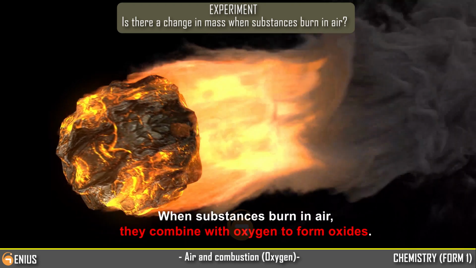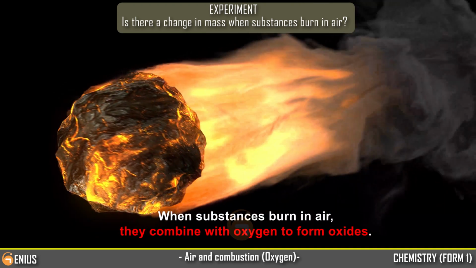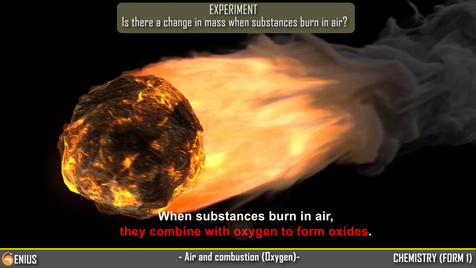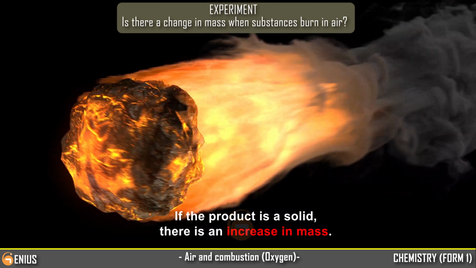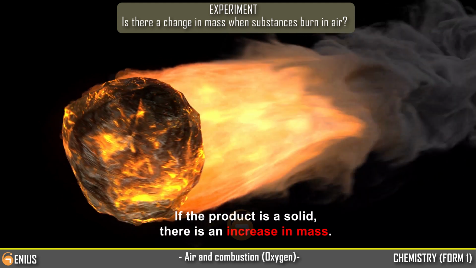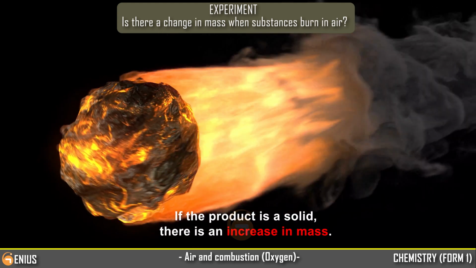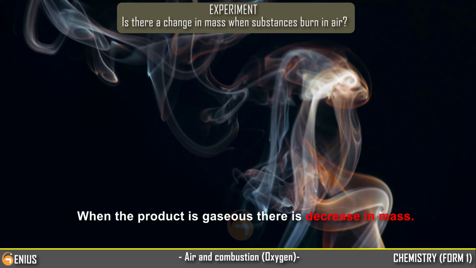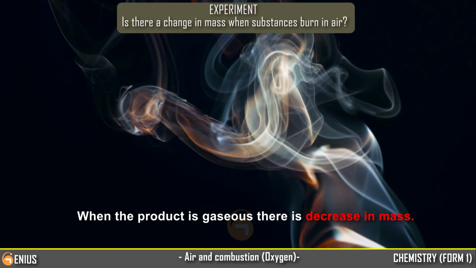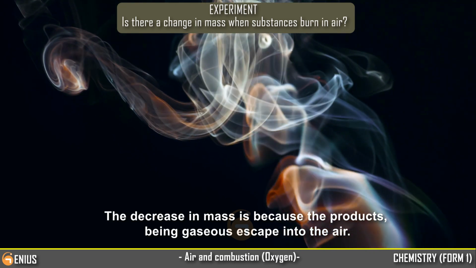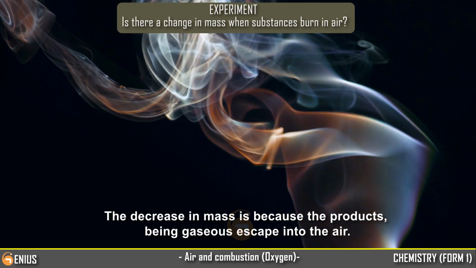When substances burn in air, they combine with oxygen to form oxides. If the product is a solid, there is an increase in mass. When the product is gaseous, there is decrease in mass. The decrease in mass is because the products, being gaseous, escape into the air.